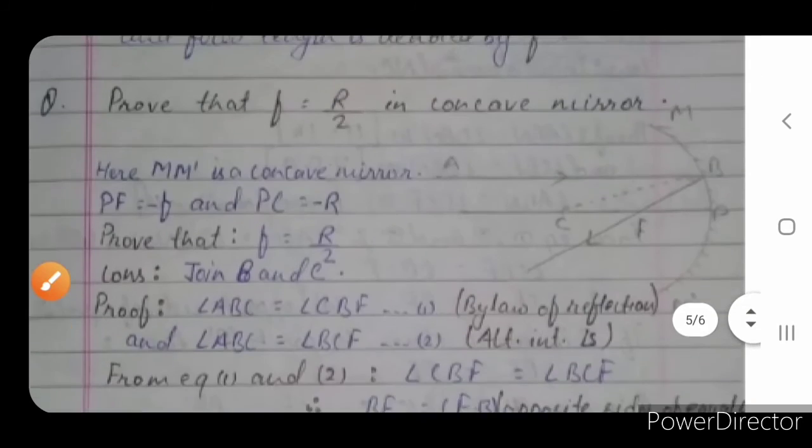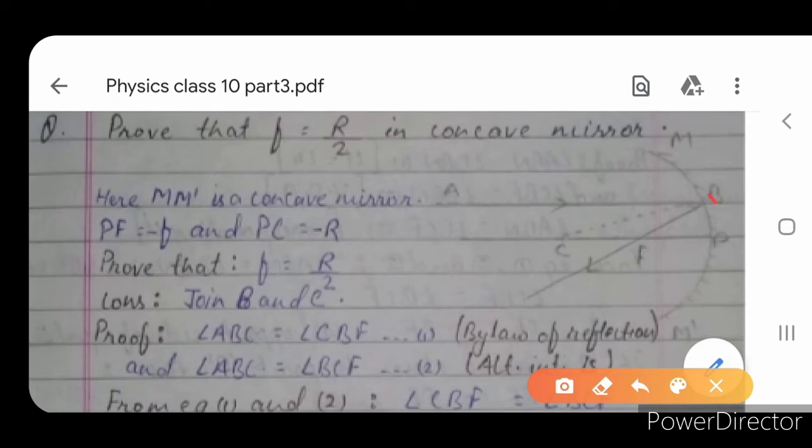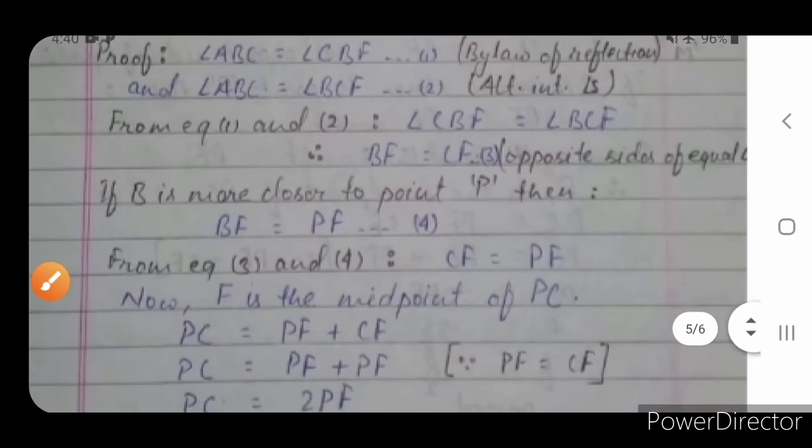Now let us assume that B is very close to P. We have to assume that point B and point P are very close to each other. In this case, we can say that PF is equal to BF. If B is very close to P, then PF is equal to BF. Okay, look here.